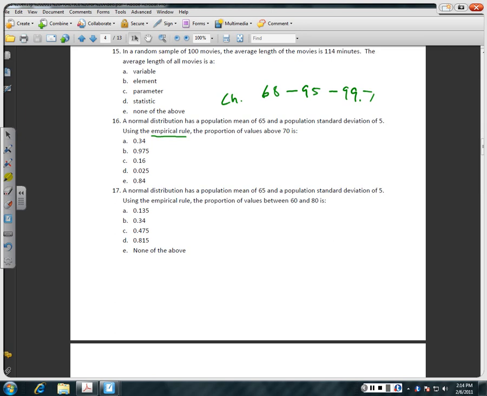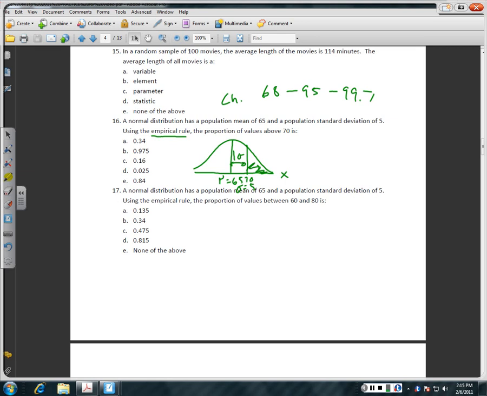Well, anyway, we have a population mean of 65, and you don't have to draw these out if you can just figure them in your head on the multiple choice, but I will just to explain here. We have a mean of 65 and a standard deviation of 5. And we want to know the proportion of values above 70. So we're looking for out here. And what you should recognize is that this distance from 65 to 70 is one standard deviation. A standard deviation is 5. So that's one standard deviation.